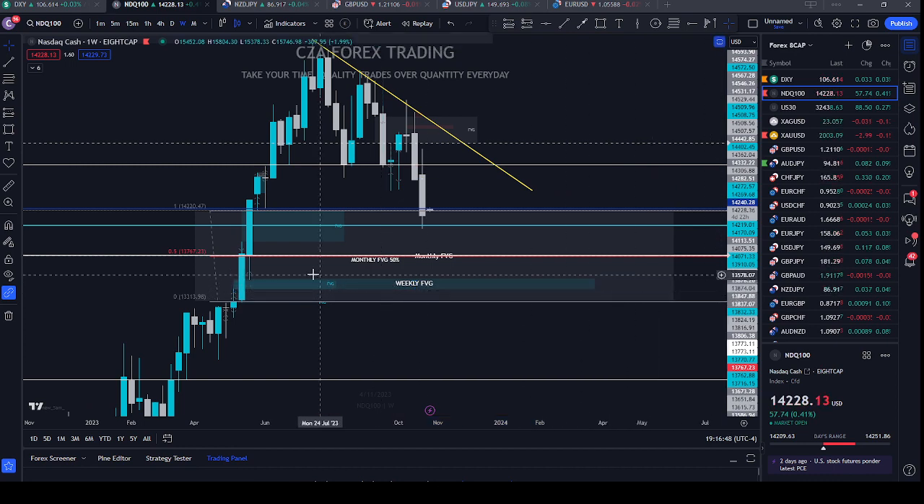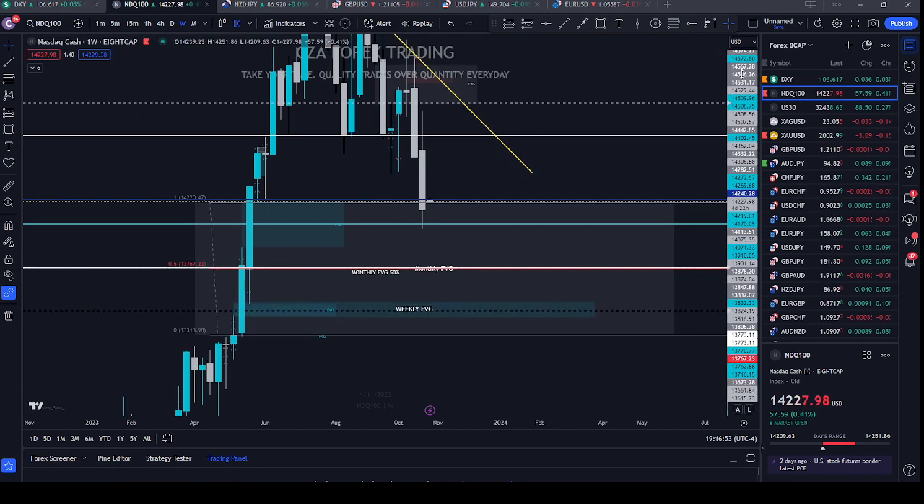I'm gonna eye it out. Setting an alert at the 50%. And then over here, we are at the 50%. We actually tapped into that. Let's find out when we tapped into this. We should have a good amount of movement over here.